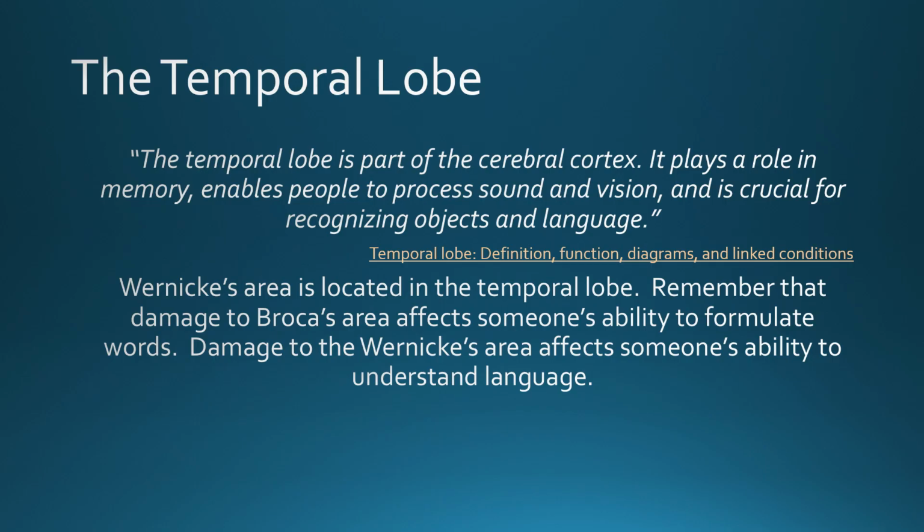So let's look at the temporal lobe. It is part of the cerebral cortex, which plays a role in memory, enables you to process sound and vision, and is crucial for recognizing objects and language. Wernicke's area is located in the temporal lobe. Remember earlier we discussed Broca's area, which affects your ability to form language, form words, to communicate. The opposite of Broca's area, essentially, is Wernicke's area, which affects your ability to understand language. So Broca's area affects your ability to create language and communicate. Wernicke's area affects your ability to understand what's being said.